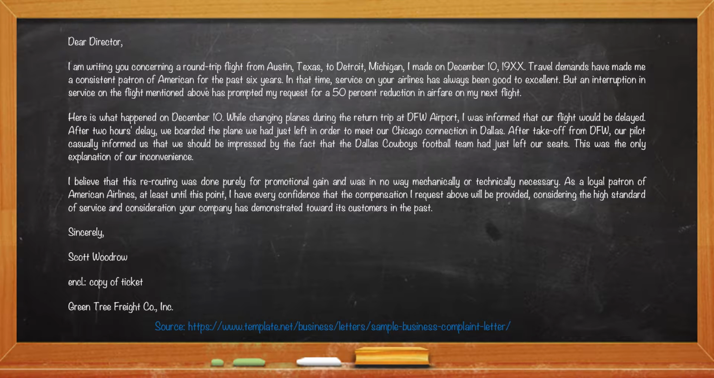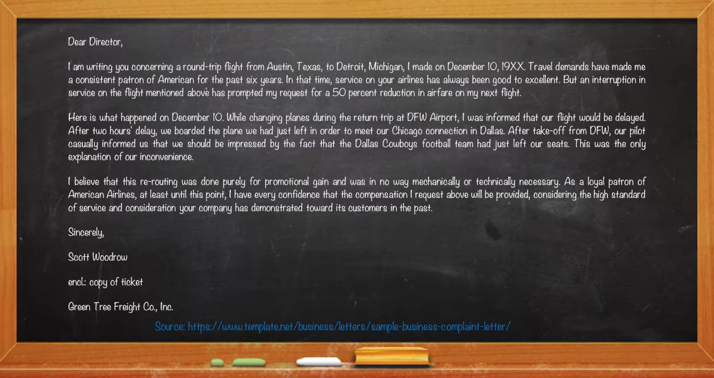Here is what happened on December 10. While changing planes during the return trip at DFW airport, I was informed that our flight would be delayed. After a 2 hour delay, we boarded the plane we had just left in order to meet our Chicago connection in Dallas. After takeoff from DFW, our pilot casually informed us that we should be impressed by the fact that the Dallas Cowboys football team had just left our seats. This was the only explanation of our inconvenience.